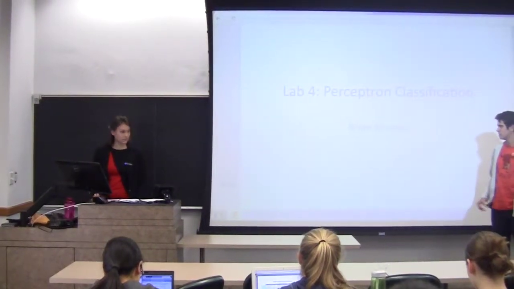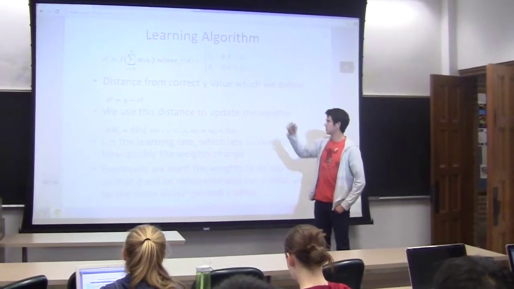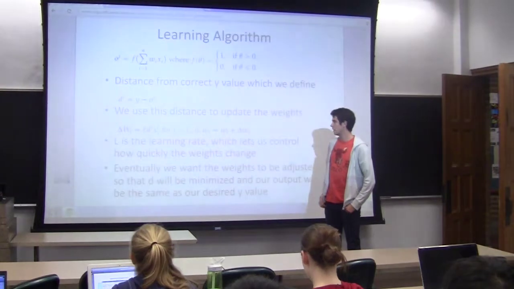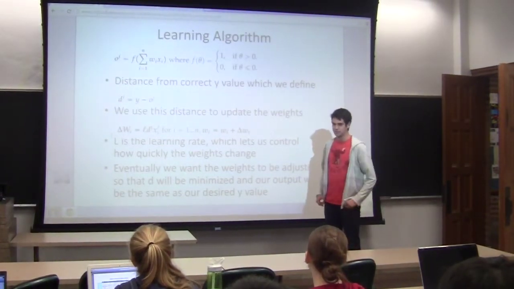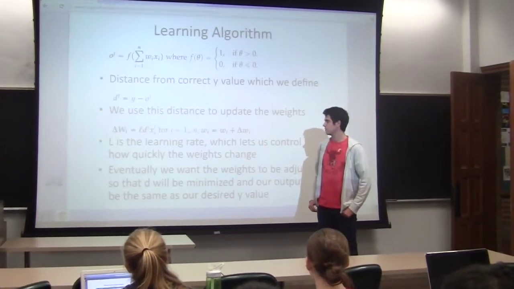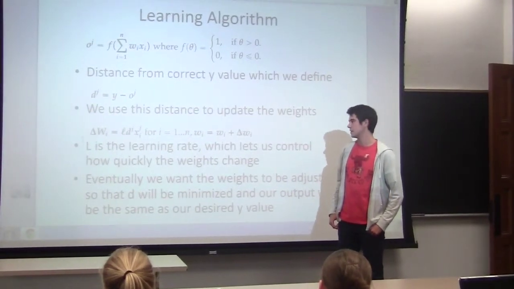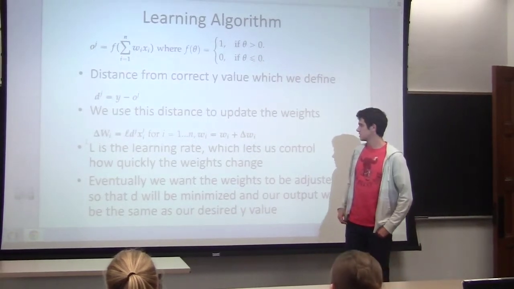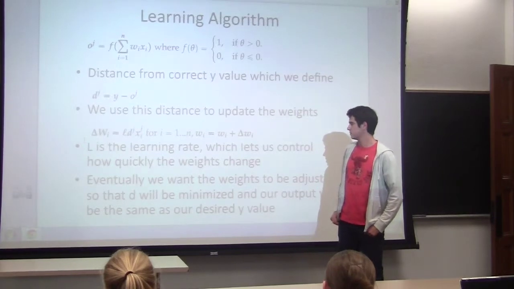Perceptron classification. Pretty much what it is: we have this learning algorithm, which we input a list of x values, and we get an output. We have desired values of y for the inputs x. Then we find the distance from our desired value of y by taking the desired value minus our output. We use this to update what we call the weights, which are input back in to give us a new output.